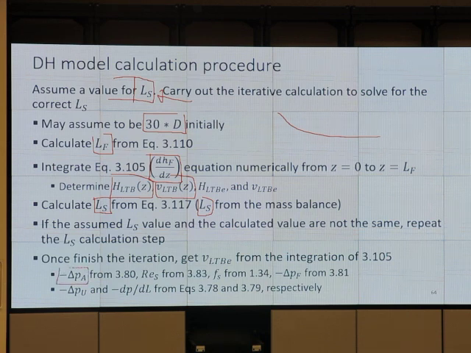Delta P sub A, what is delta P sub A? Delta P sub A is the pressure loss due to acceleration. And we have delta PU, a combination of the acceleration pressure loss and the frictional pressure loss. Then we're done, right?